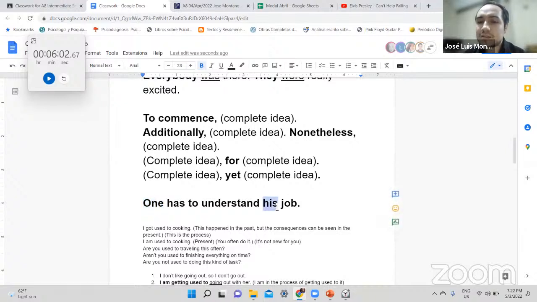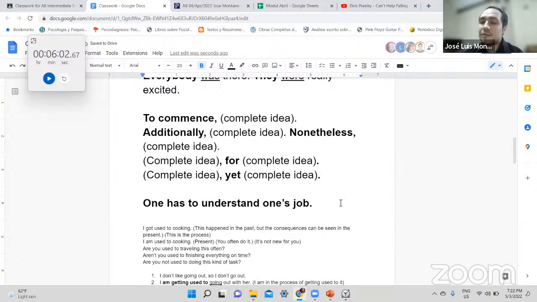What about this possessive? And this is going to be for you, Daniel. What do you think about this possessive? "Uno tiene que entender su trabajo." And let's remember that we have to try to be neutral. I don't know if I'm talking about a man or a woman, right? And I want to be as neutral as possible. So what can I do? One has to understand one's job. Okay, good. That's one option. Very good.